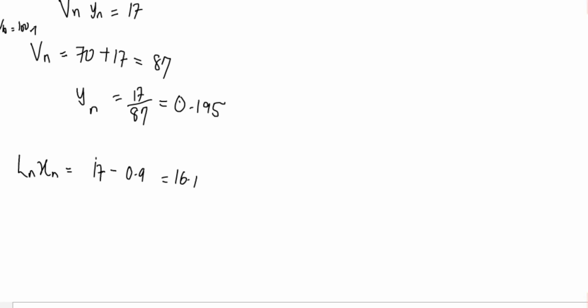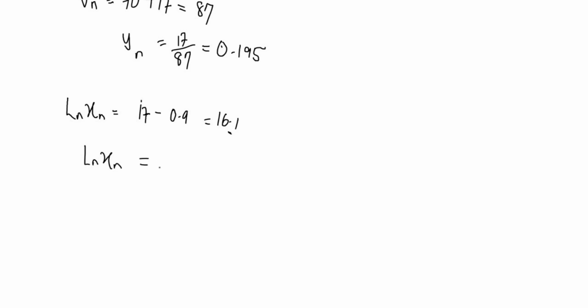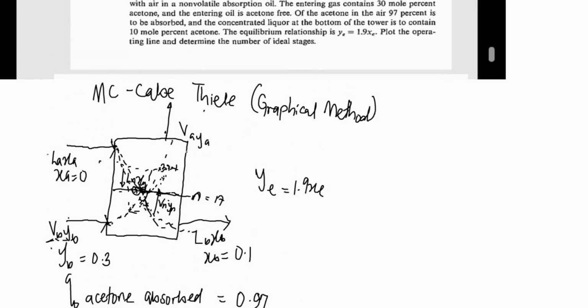So to account for Ln, LnXn equals 16.1. So now we can say Xn is equal to 16.1 over the value of Ln. But we don't know what our Ln is. Back to the diagram, we can directly know what our Ln is. Remember this is your column. Here is V and Y incoming from the bottom stream, and here is LnXn at your plate N. That's where you have LnXn, and now you have LnXn to be 16.1.